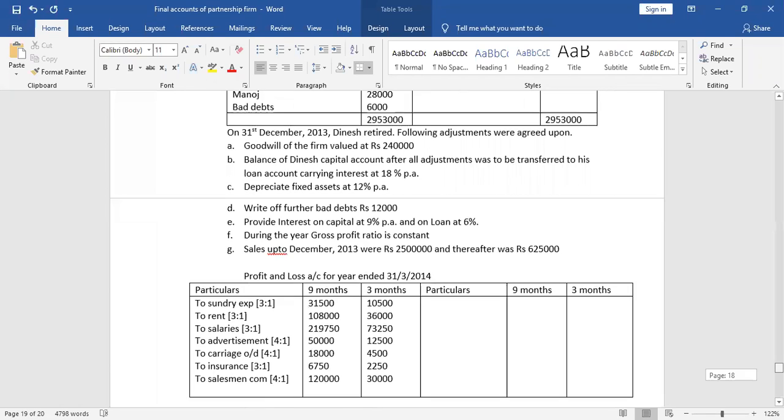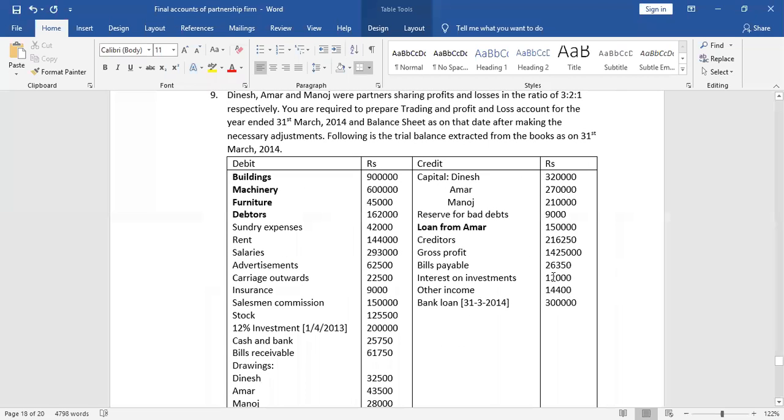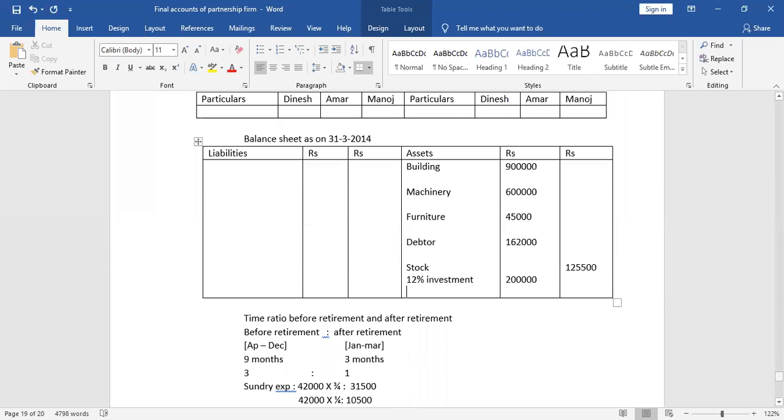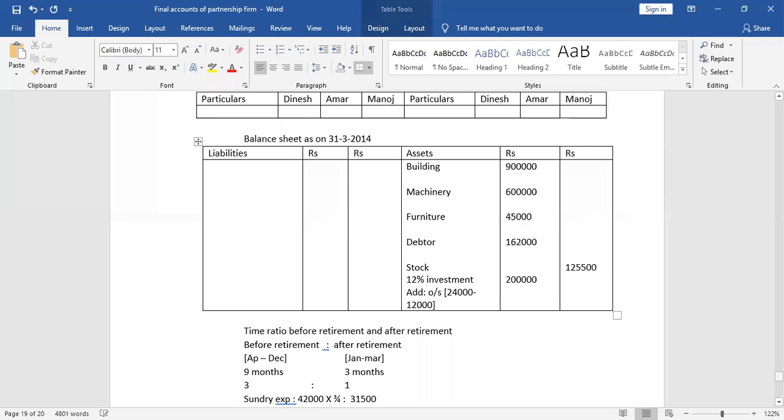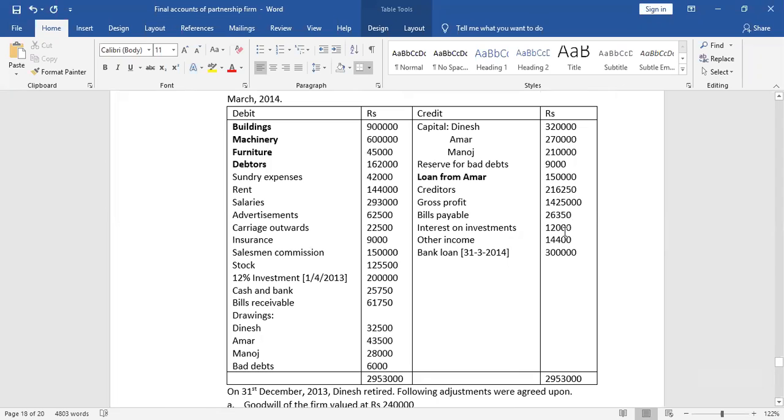And how much income have we received? We have received only 12,000. So another 12,000 is outstanding. So add outstanding. 24,000 is the full amount, only 12,000 we have received, so the balance outstanding is 12,000. That 12,000 we will show here, and in the outer column it will come 2,12,000, because interest is for the whole year, 24,000, but we have received only 12,000, so the remaining 12,000 is outstanding.